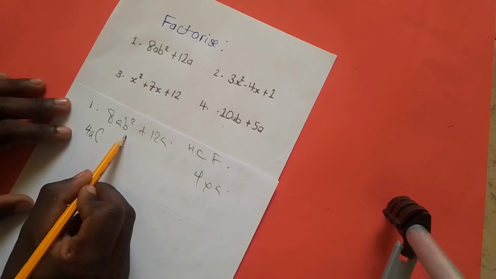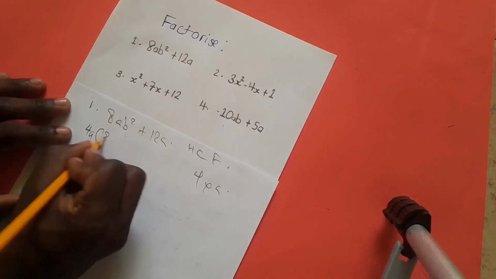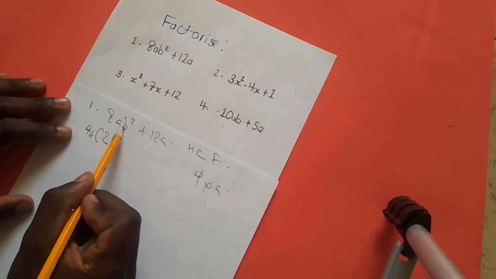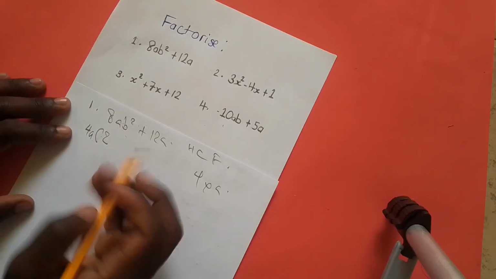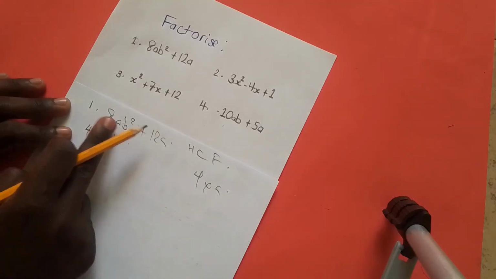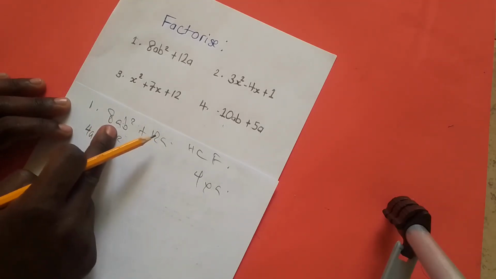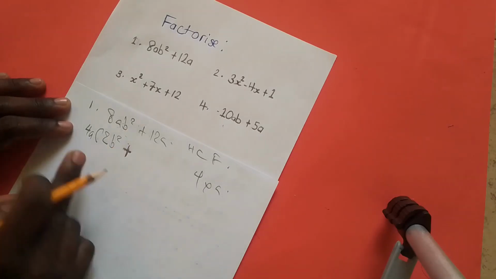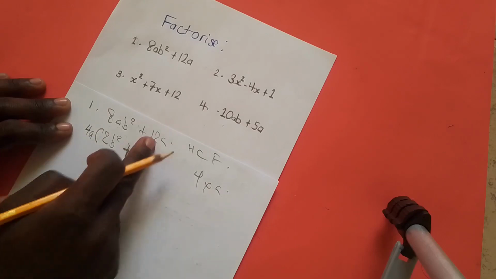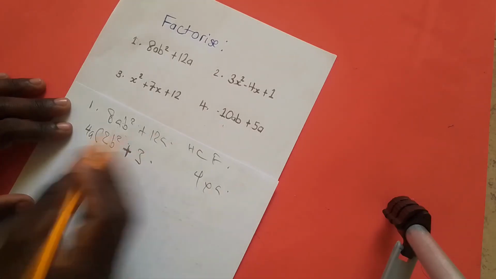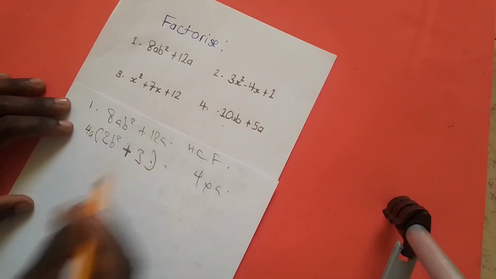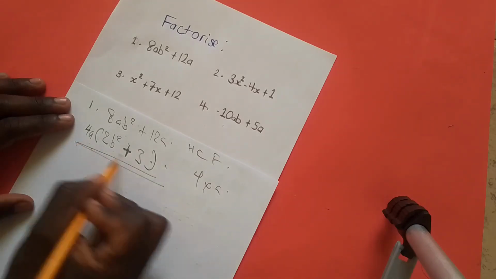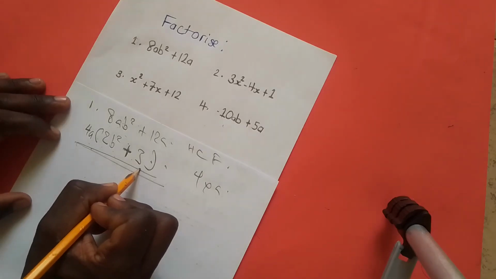So 4a bracket. 4a into 8ab squared: 4 into 8 is 2, then a into a cancels out, leaving b squared. So 4a into 8ab squared is 2b squared, plus 4a into 12a: 4 into 12 is 3, then a cancels a. So the solution for question 1 is 4a bracket 2b squared plus 3. I hope that was clear.